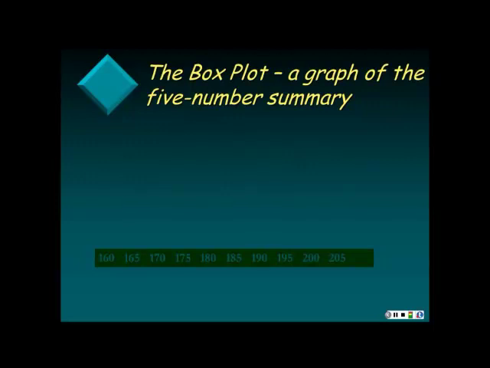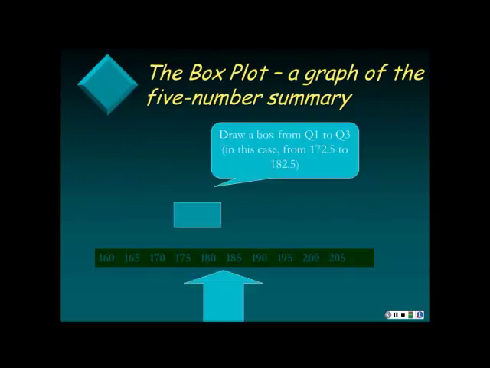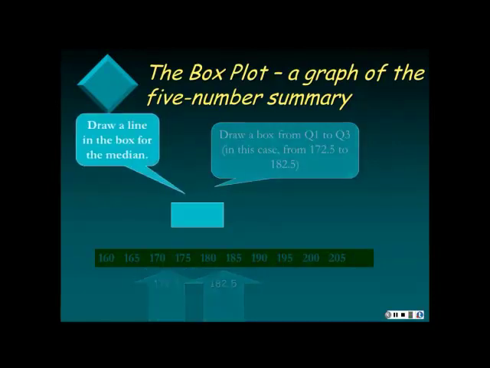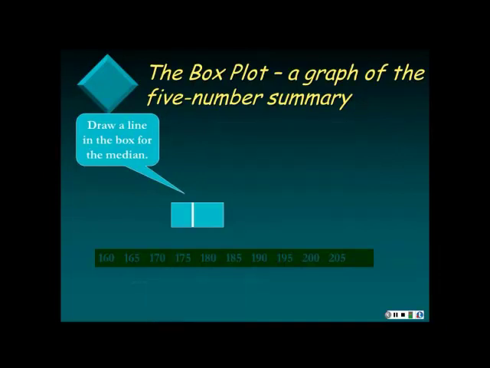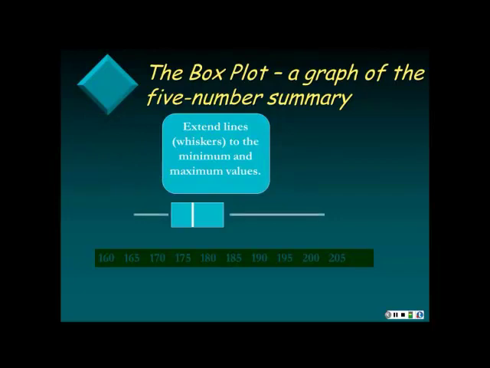So the box plot is just a graph of that 5-number summary. So we'll draw a box from Q1 to Q3, from 172.5 to 182.5. Then we'll put a line in the middle of that. That'll be the median. Then we will extend whiskers to the minimum and maximum values. I think that upper value was 204. I can't remember exactly what the lower one was, but must have been around 165.